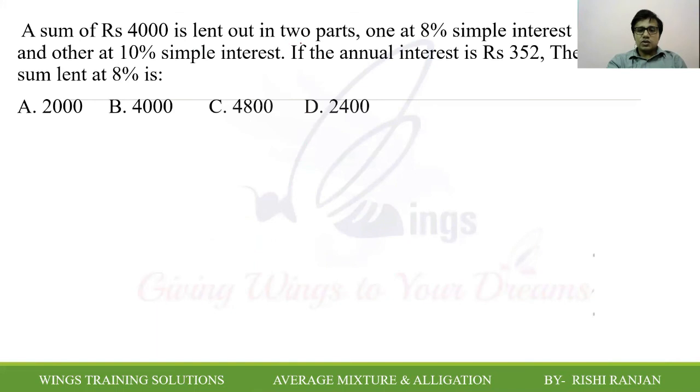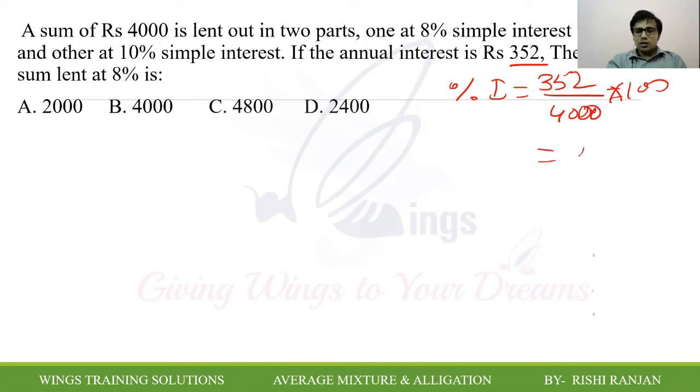4,000 is lent out in 2 parts, one at 8% simple interest and other at 10% simple interest. If the annual interest is 352, divide by 4,000, because the amount is 4,000, right? Total principal is 4,000 into 100. When you calculate the percentage, it is going to be 8.8%. So interest percentage for overall amount is 8.8%.